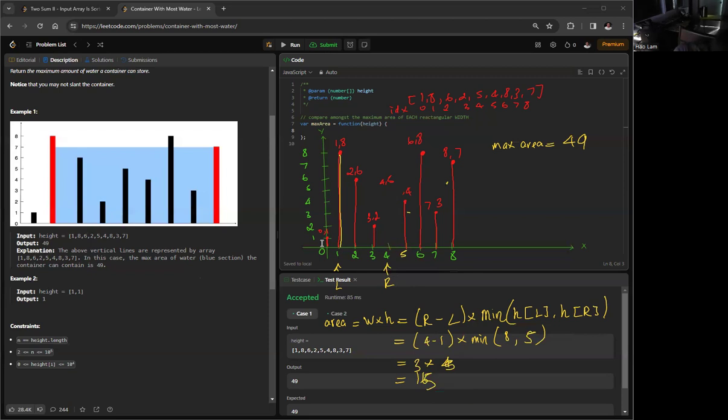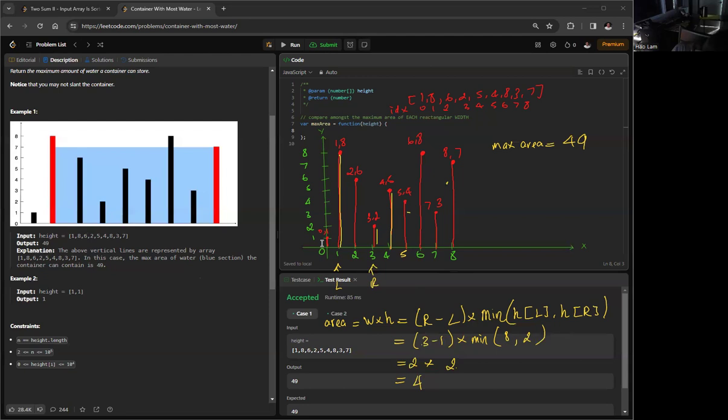And then we can keep moving it to the left side here, right? The height here is 2. Minimum is 2. This is 2 because this is 3 minus 1. This is 4. 4 is smaller than 49, so we don't do anything.